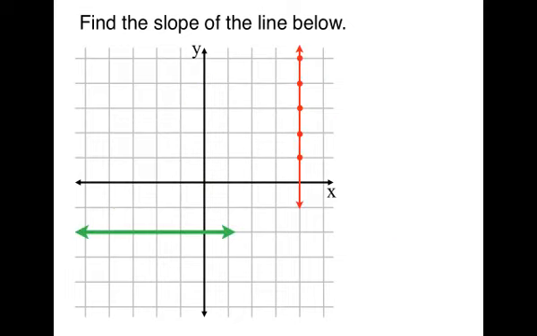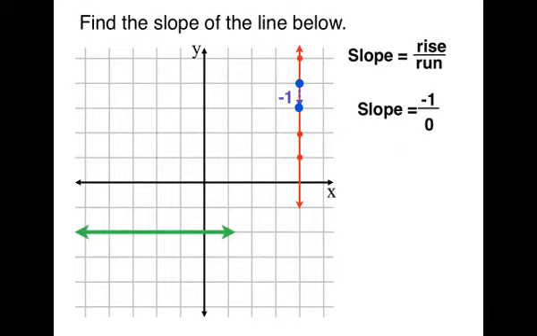Now, here I have two kind of special lines, and we need to talk about these separately from the other lines. So just like before though, slope is still equal to rise over run, so let's pick the slope of the red line. I picked 2 points. My rise, I'm going to go down 1. And then what's my run? Well, I don't go left or right, so that's a 0. There's a problem with that. What's the problem with having 0 in the bottom?